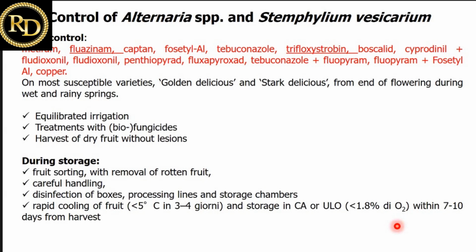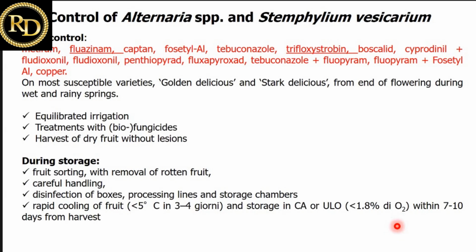So we don't normally have specific treatments against Alternaria or Stemphylium. Stemphylium is a very close species to Alternaria, which is very important for pear production. Among the agronomical practices are equilibrated irrigation, some treatments with biofungicides, and harvesting in a dry season or a dry moment, which are good practices for the fruit.